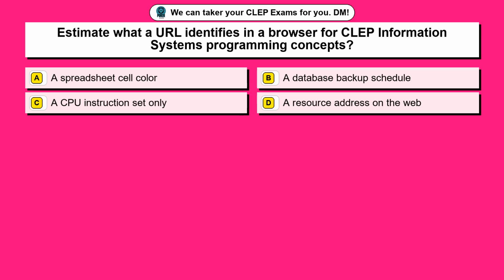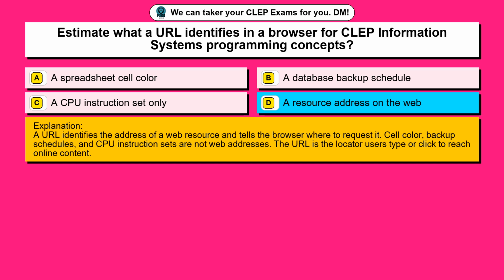Question 32. Estimate what a URL identifies in a browser for CLEP Information Systems programming concepts. Option A. A spreadsheet cell color. Option B. A database backup schedule. Option C. A CPU instruction set only. Option D. A resource address on the web. The correct answer is option D. A resource address on the web.